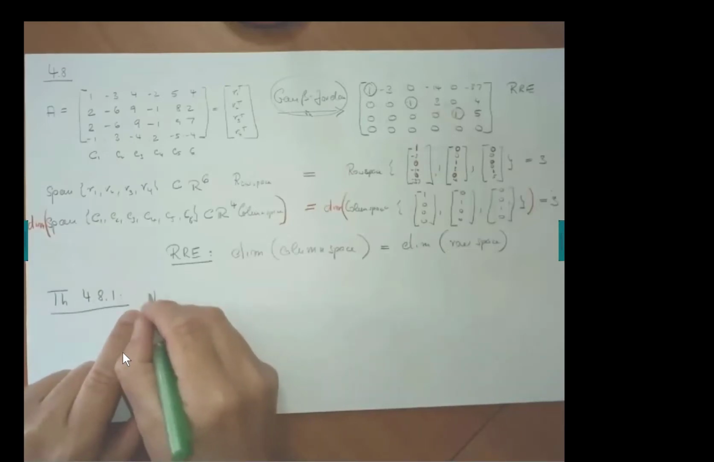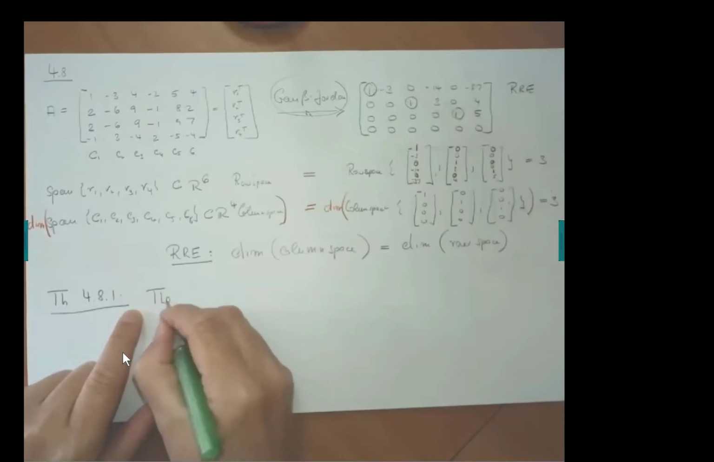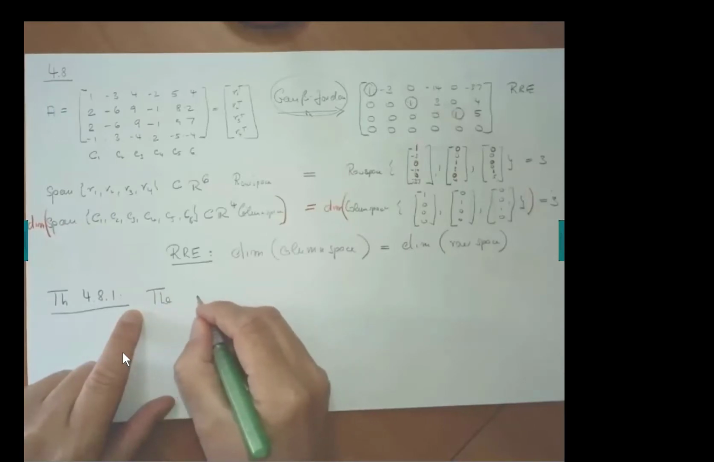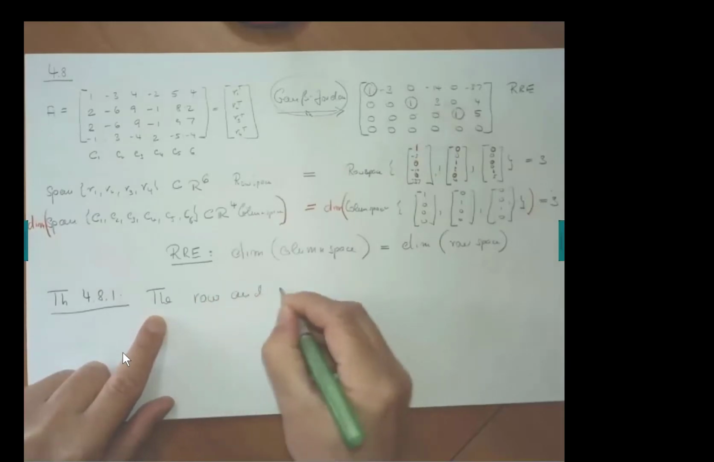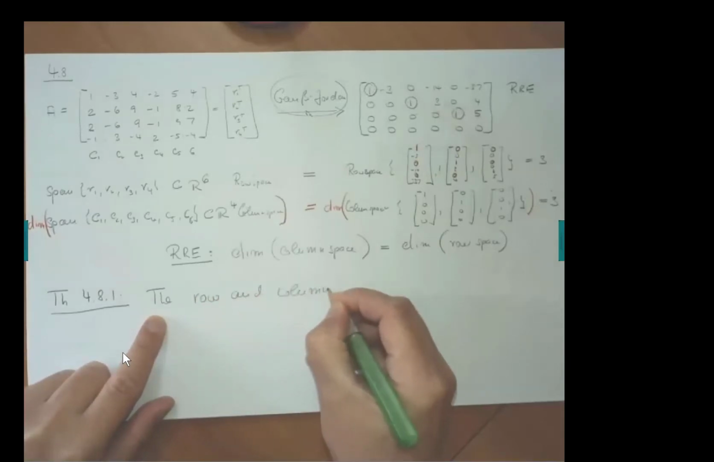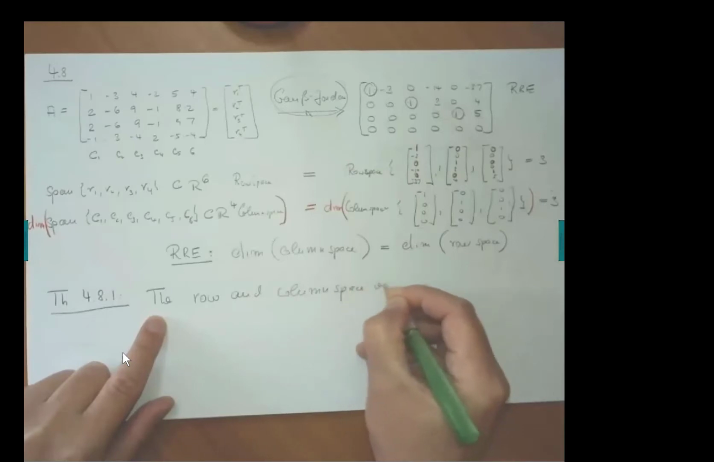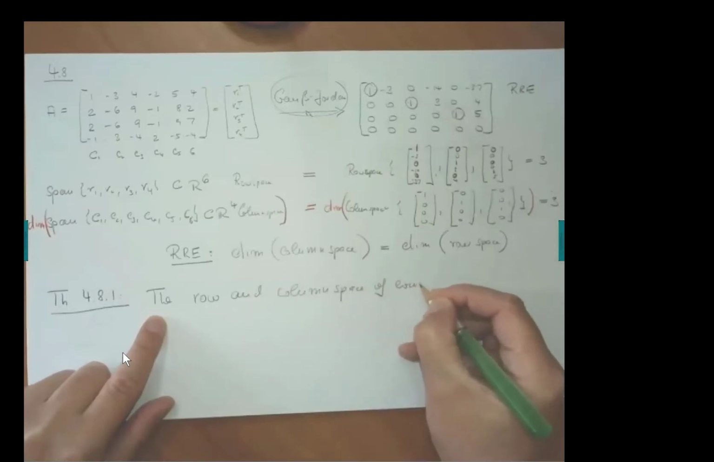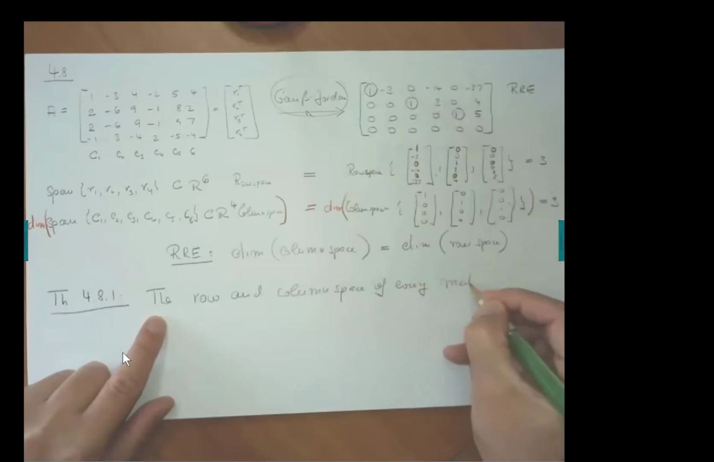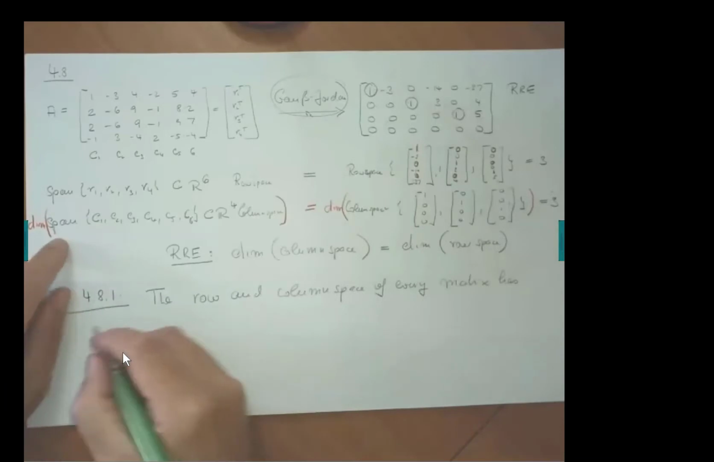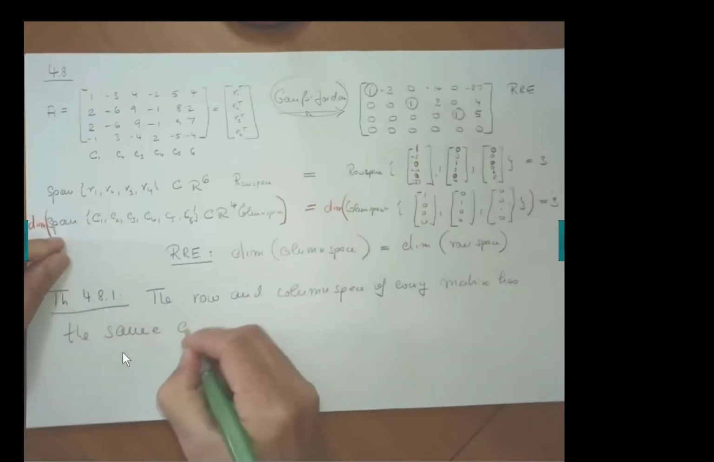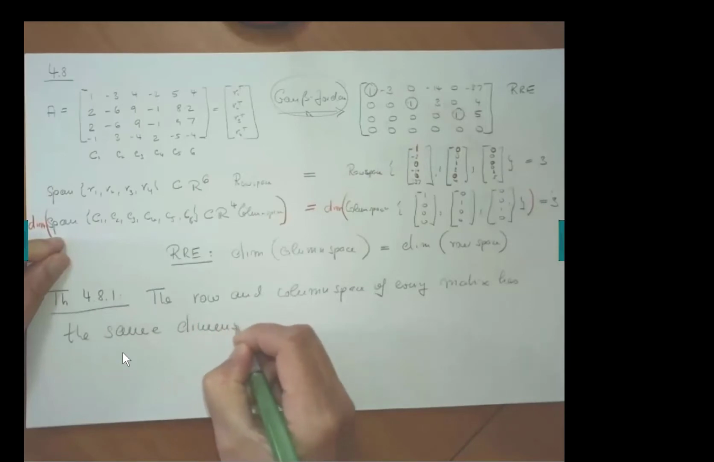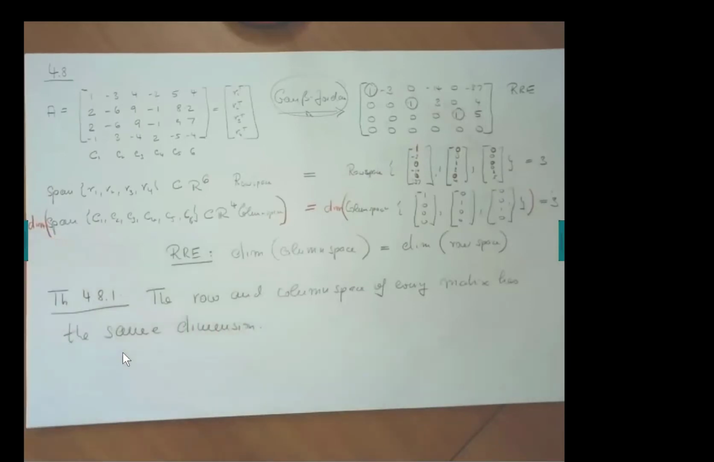Theorem 4.81: the row and column space of every matrix have the same dimension.